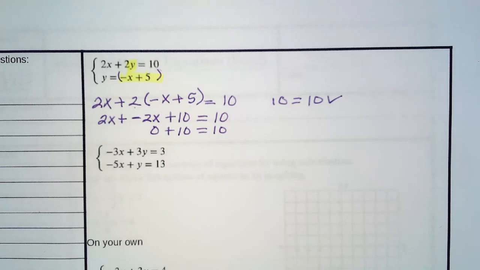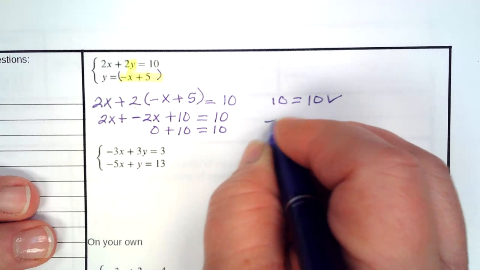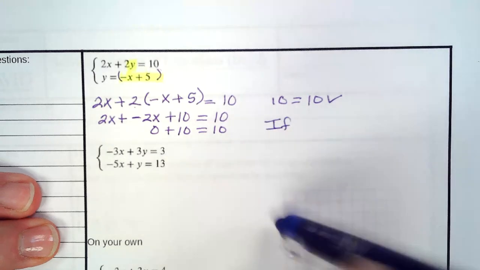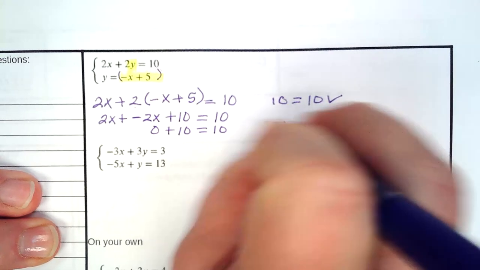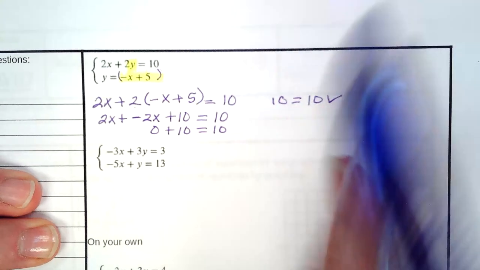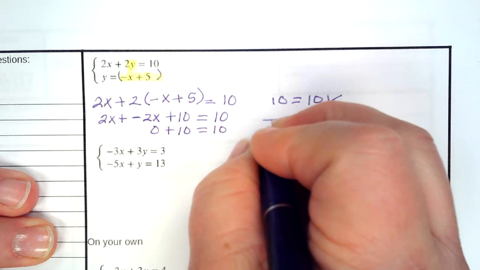What does this mean? If I know one number is equal to a number, what does it mean? It means that any number I put in there will work. Think about how many numbers there are in the world, and any number will work. So this is where we have the same line. This is our infinite number of solutions. It's a true statement. 10 is always equal to 10.